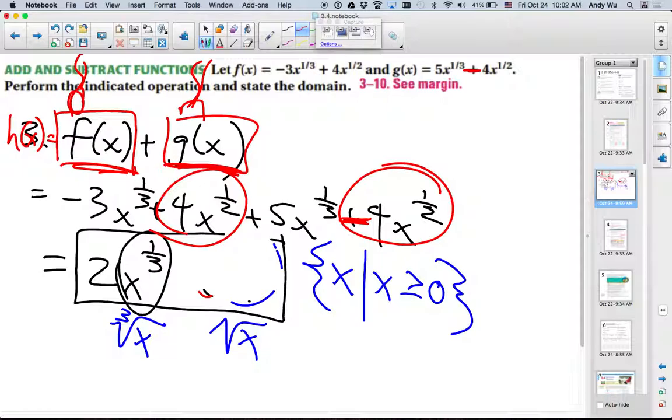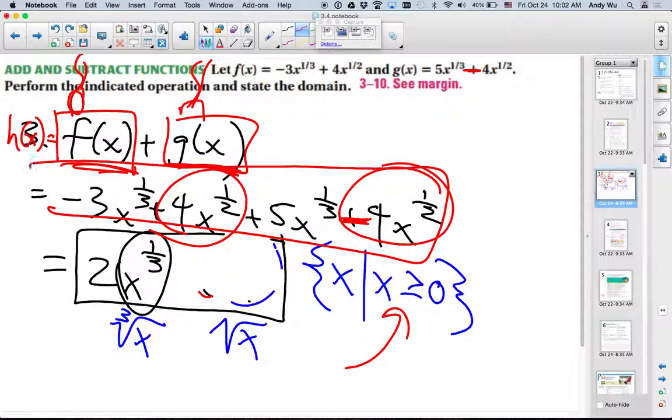Your two factories will still break, and therefore your domain actually depends on your x value throughout the process. Does that make sense? So you always look at, right when you plug it in, does either of the factories break? If they do, your domain is still limited to x greater than or equal to 0. Okay? Thumbs up, sideways, down.